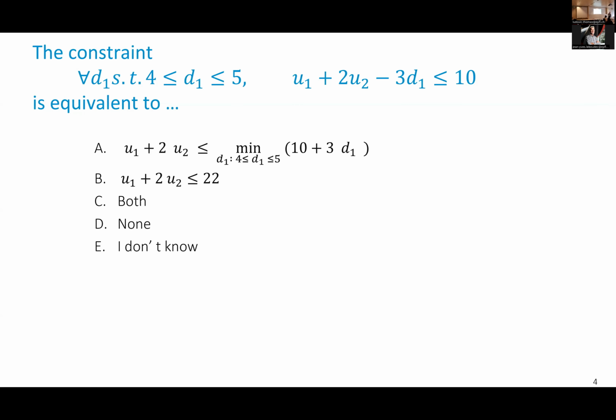It's a very elementary example, but if you understand this right, that's one of the steps that you will do in more complex settings that you will be able to do right. The correct answer is C. Both are true. Let's see why.